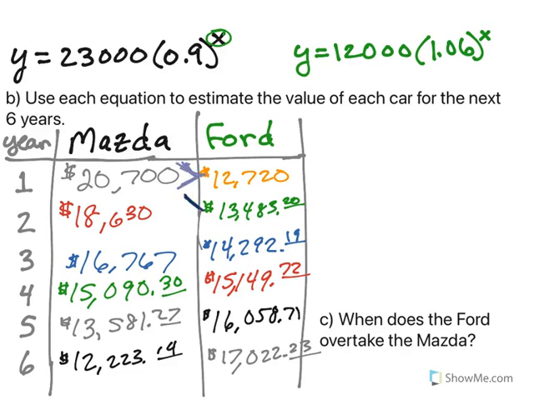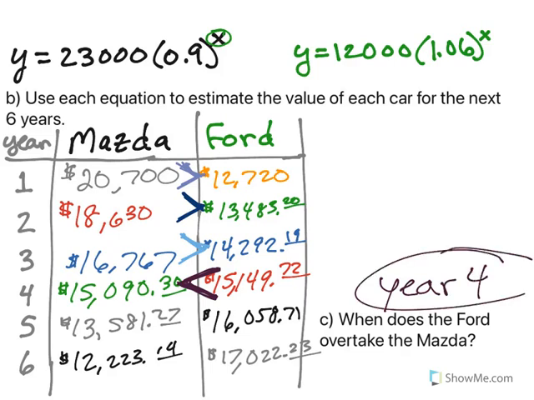Year 2, the Mazda is greater. Year 3, the Mazda is greater. Year 4, the Ford is greater. Not by much, right? But about $60 worth. But that's when it is. Year 4. So after 4 years, that Ford's going to be worth more.